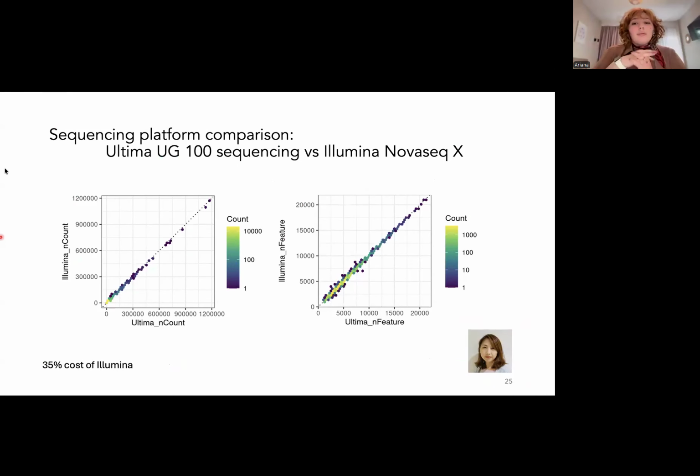On the sequencing side, we made a choice to compare two platforms. Before, we were using Illumina to sequence our data. However, because we knew about this new platform called Ultima, and the prices are very accessible, we decided to compare these two platforms, and this was done by Nana. What we can see here is that we sequenced the same sublibrary with the two platforms, and we have a high correlation in the number of counts and genes across the two platforms.